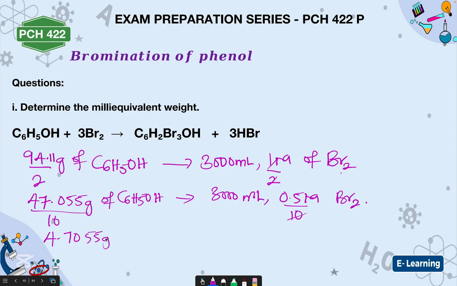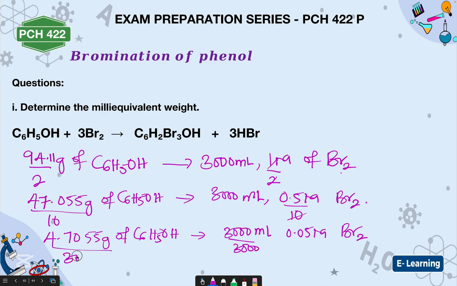4.7055 gram of C6H5OH will give us 3000 ml. When we divide this now, 0.05 molar bromine. Now, at the end of the day, this 3000 ml was converted to 1 ml. So divide here by 3000. Divide here by 3000. All right.